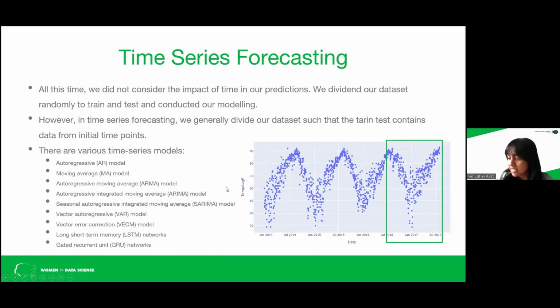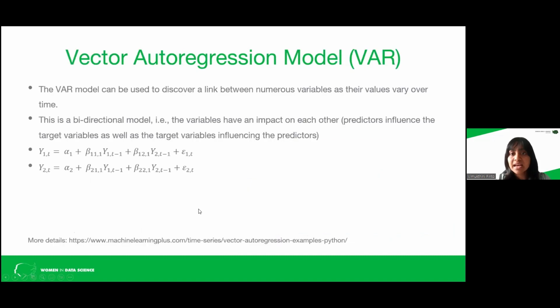So I'll just go through two of them, just a brief introduction of two models. I will be talking about VAR first. And VAR is a model that can be used to discover links between multiple variables that vary over time.